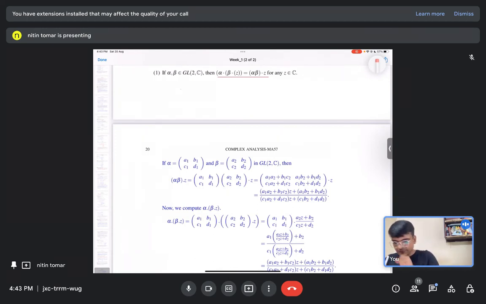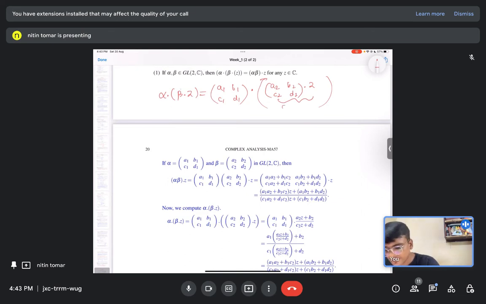So if there is some confusion in this notation, let me explain. What does this alpha dot beta dot z mean? This means, see, this is A1 B1 C1 D1. Now this dot means there is another matrix A2 B2 C2 D2 dot z. So it will give you some W, right? What will it be? It will be A2Z plus B2 upon C2Z plus D2.